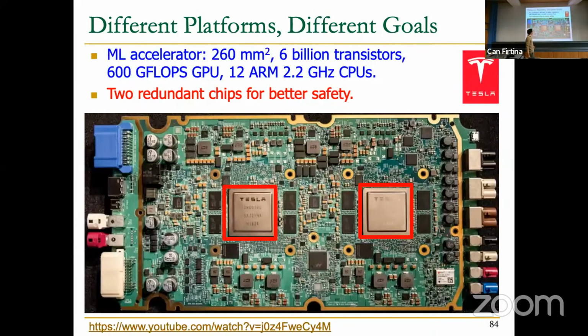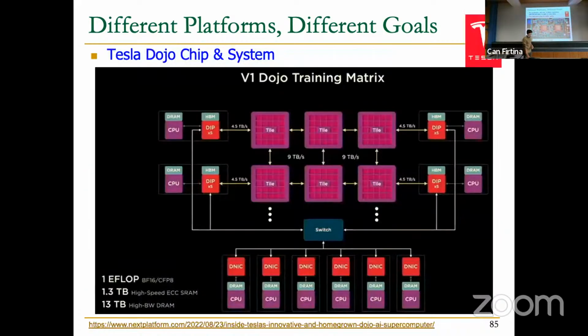And this is another machine learning accelerator. This one is from Tesla. It's pretty cool because it has these two redundant chips for better safety. That is something that you really need, right, for the specific application that this accelerator is designed for, right? If you have a self-driving car, it's much better if your system is safe.